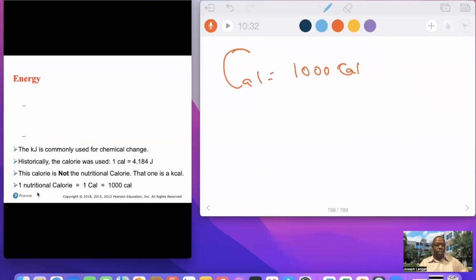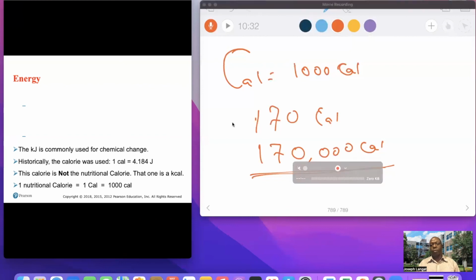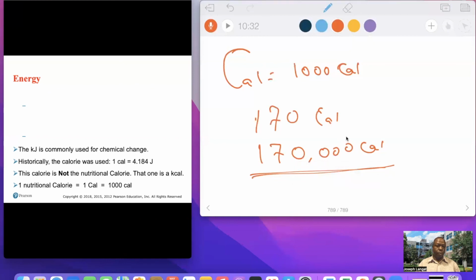So this is the nutritional Calorie, uppercase. Any soft drink, if it is 170 Calories, that is the uppercase. In essence, it is 170,000 lowercase calories. This is what they mean. So next time you order something from Subway and you see the caloric content, or any soft drink, you multiply by 1,000 so that you have a sense of the caloric content of what you are about to consume.